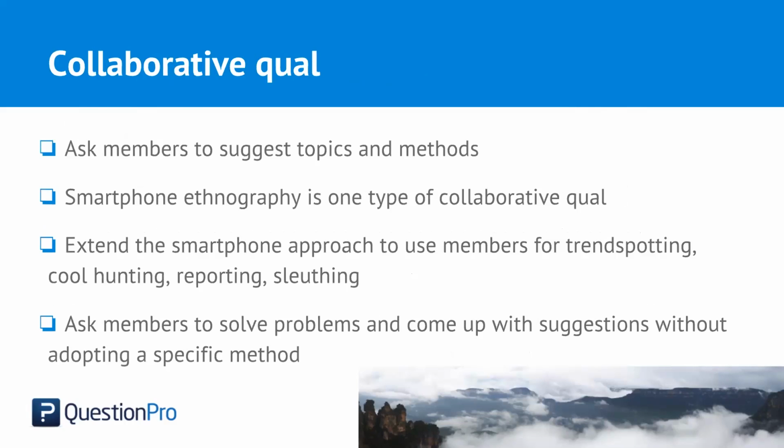Collaborative qual. So ask people to suggest topics within your community and methods. Smartphone ethnography is one type of collaborative, but your community may come up with other ideas. So you're asking them to do trend spotting, cool hunting. Ask them what they've done with other projects they've worked on.